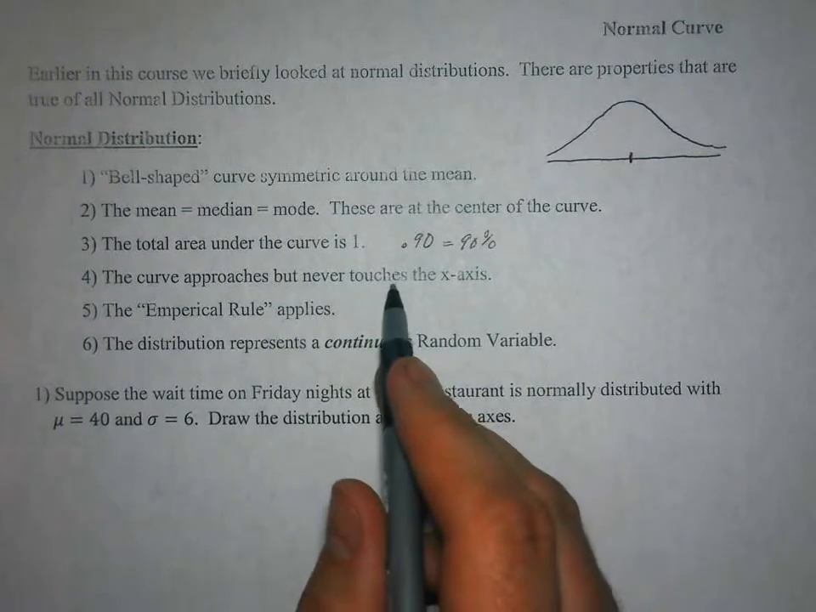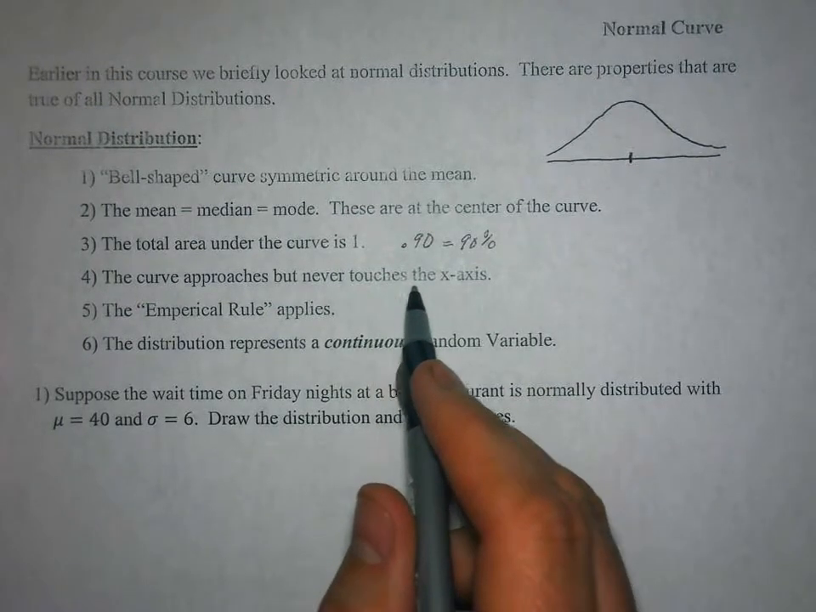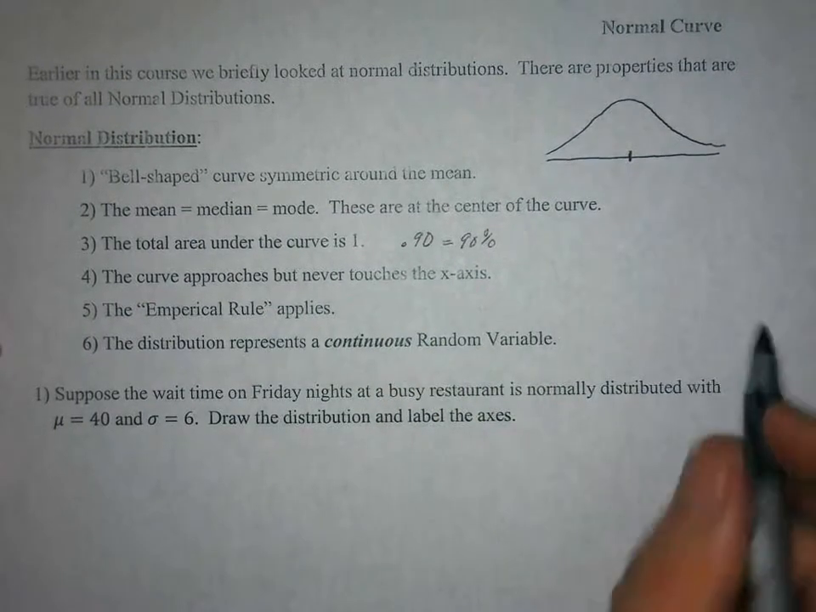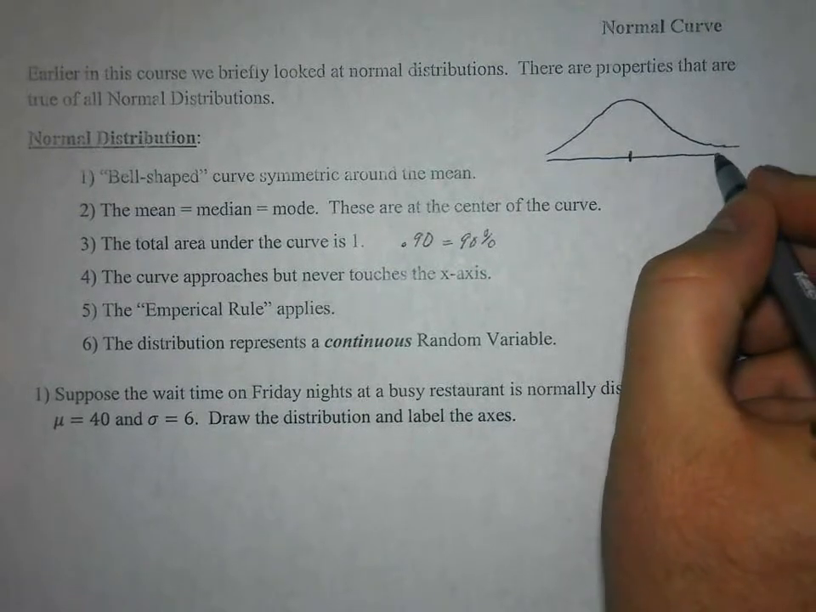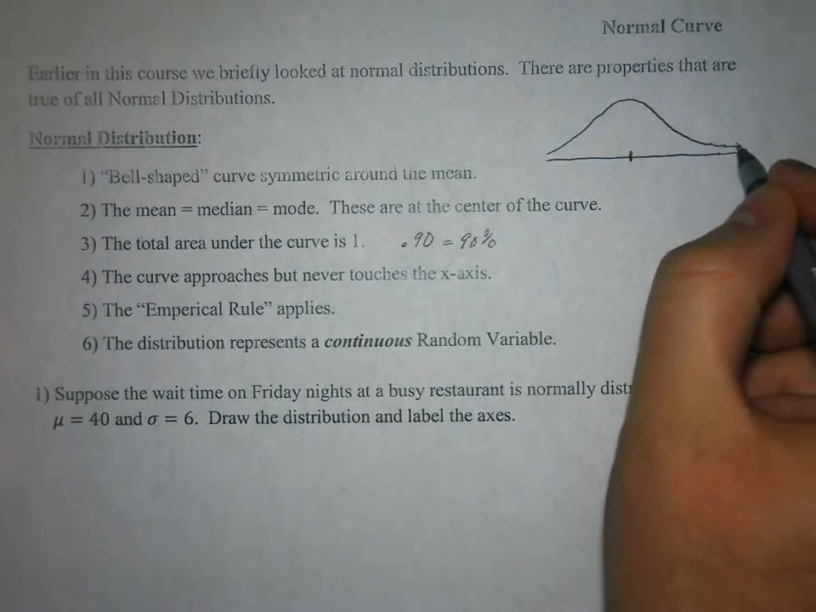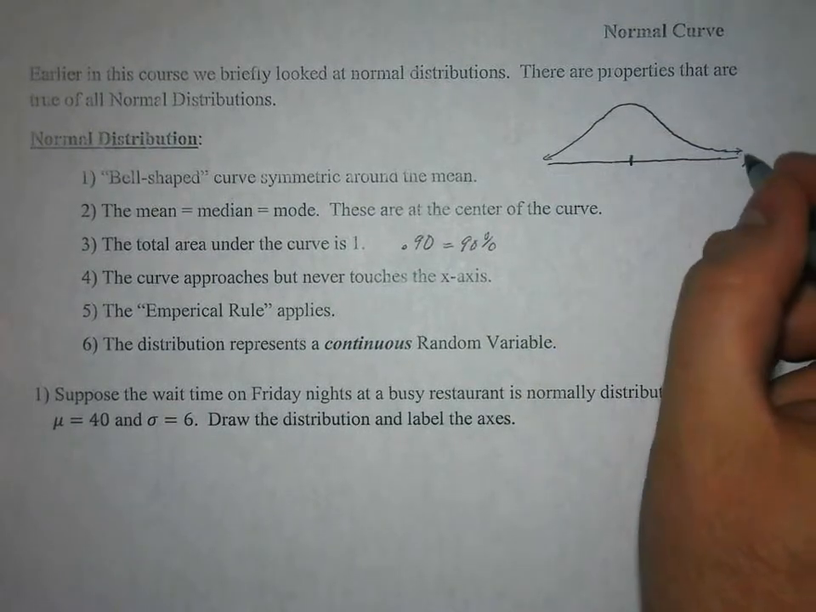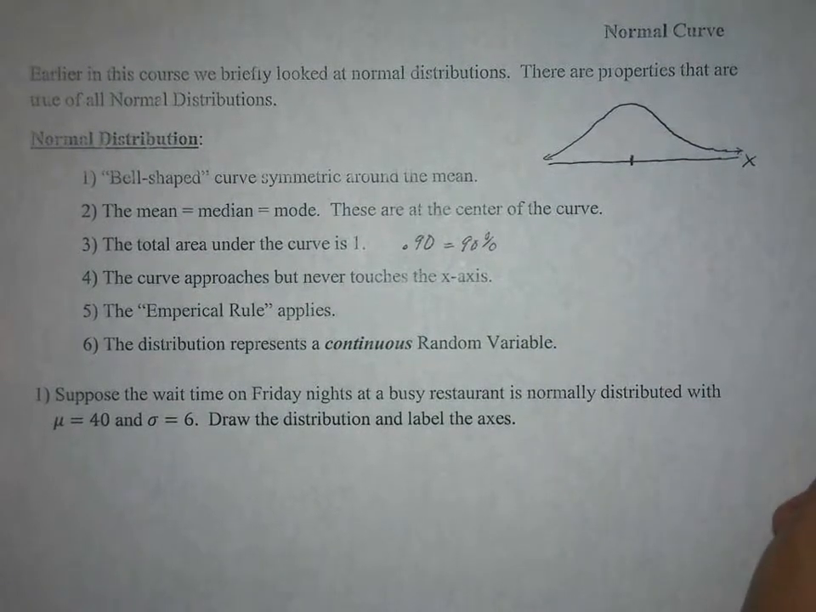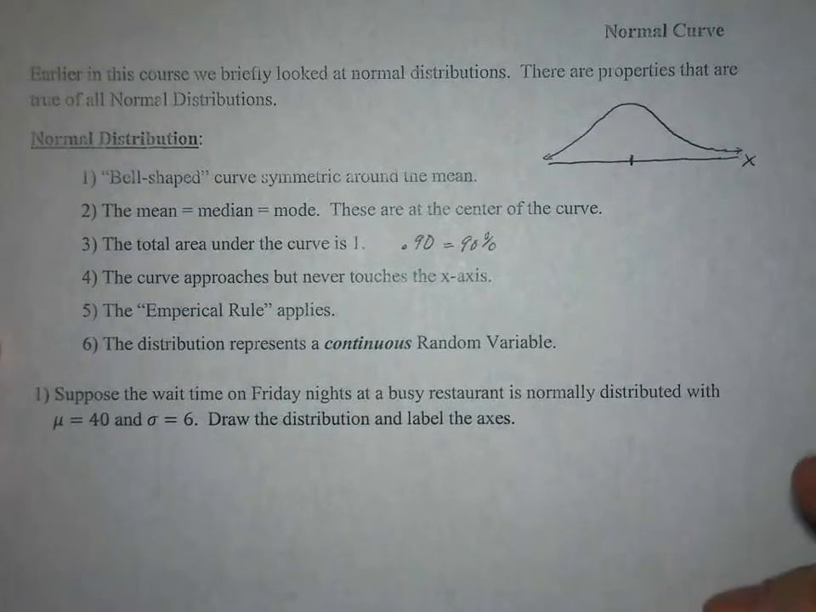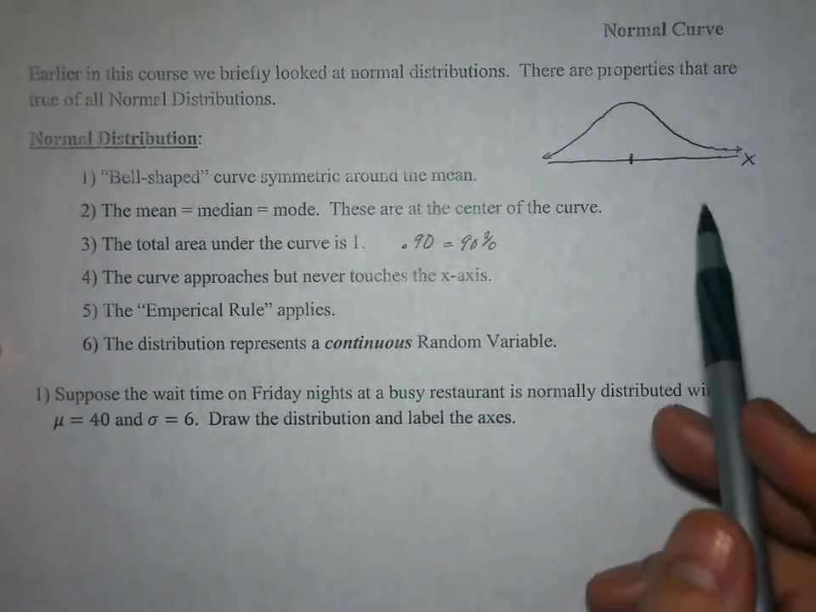The fourth thing, the curve approaches but never touches the x-axis. So on each end, the right end and the left end, the curve approaches but never touches the x-axis. The x-axis is called an asymptote to the curve.